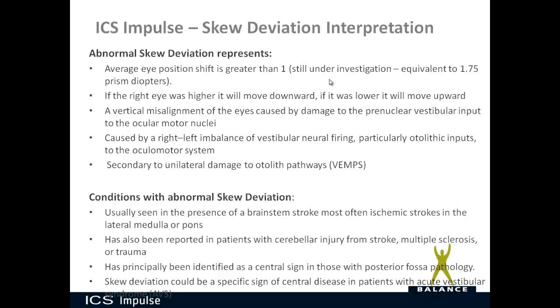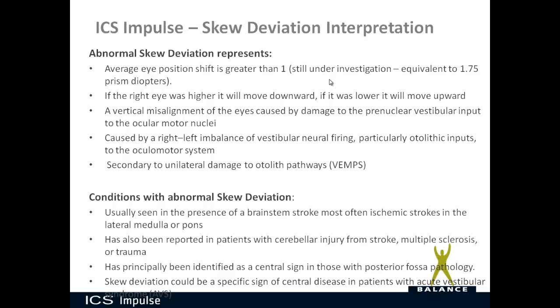A vertical misalignment of the eyes is caused by damage to the prenuclear vestibular input of the ocular motor nuclei. It's caused by a right-left imbalance of the vestibular neural firing, particularly otolithic inputs of the ocular motor system. And this is secondary to unilateral damage to otolith pathways. So when we talk about otolith, this term should be familiar to most everybody because this is also what VIMPs test for. So in the research you'll see that a lot of times they are doing skew deviation along with VIMP testing. Now, what conditions would give you an abnormal skew deviation?